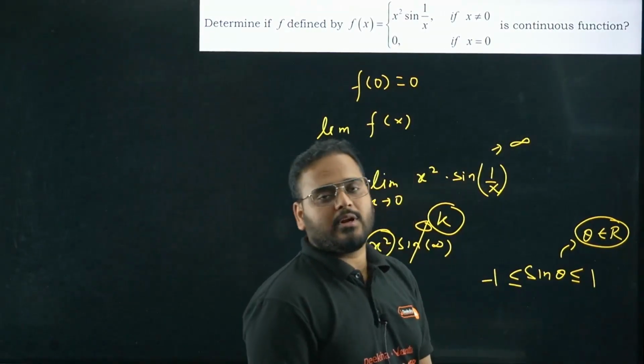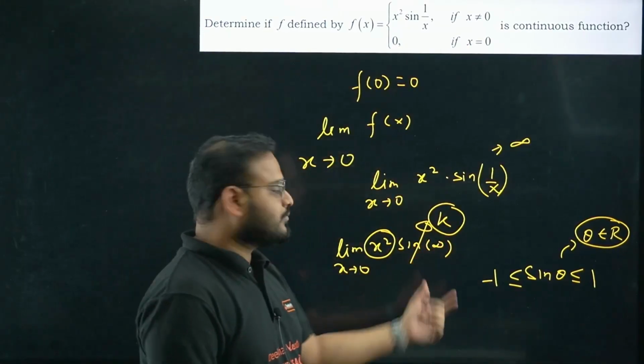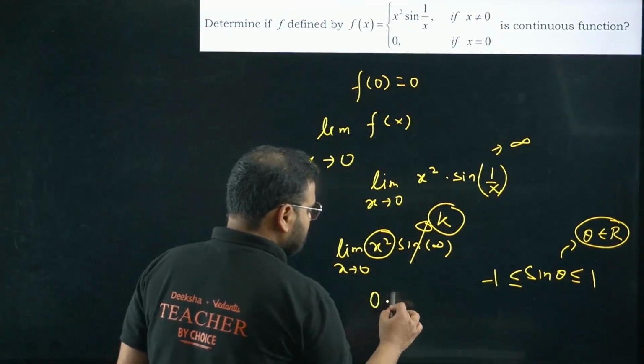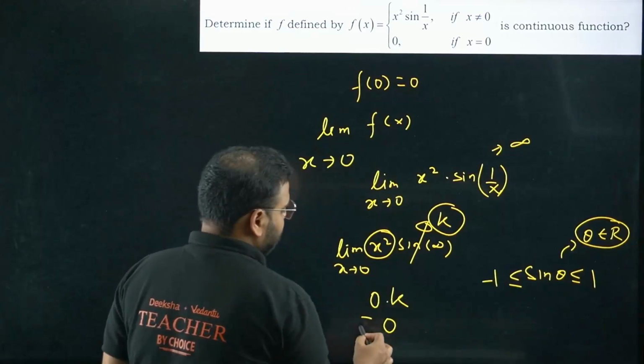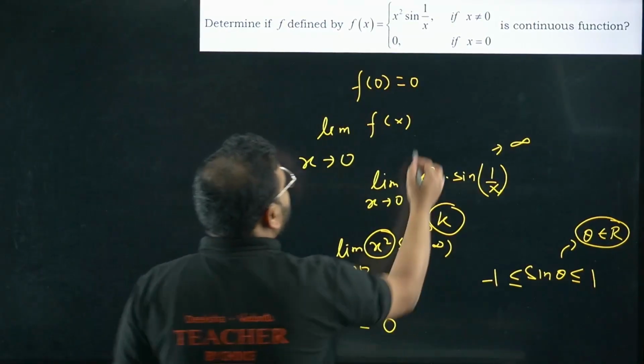It will be a fixed number only, right? So this will be a constant value. What do I get? It will become 0 into a constant k. What I'm getting is simply 0. So the limit value is coming as 0.